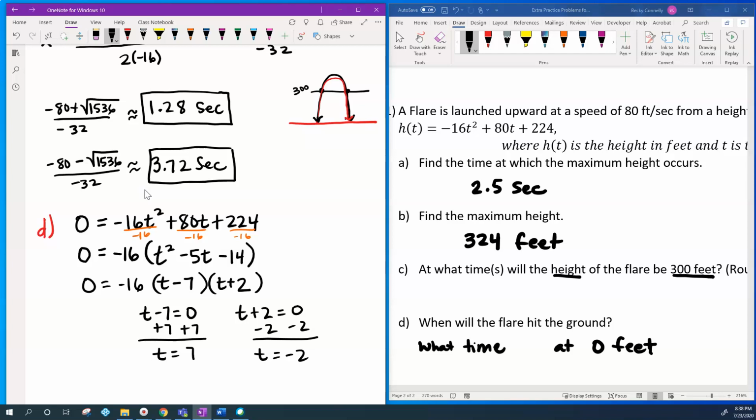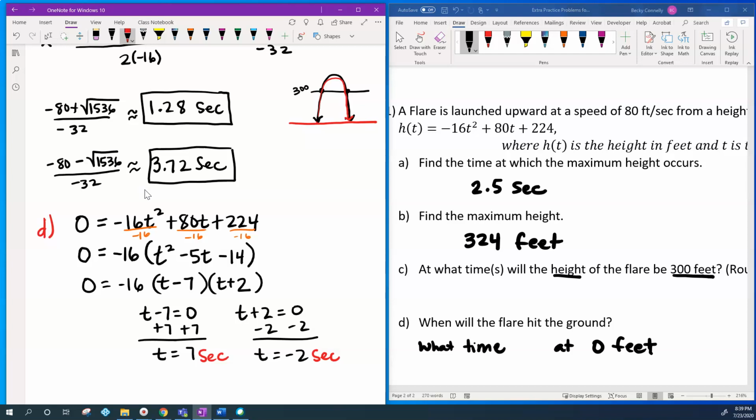Negative 2 would not be a good answer because it is negative. Yeah, and because we're working with time, and time can't be negative unless you're a time traveler. Perfect. I know some of us, I'm sure, wish we could, but as far as I know, we can't.